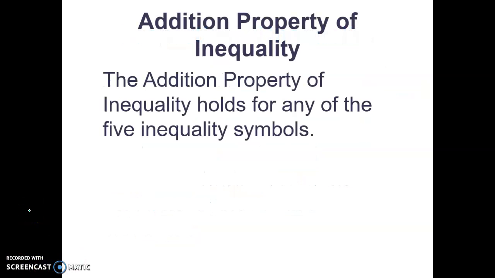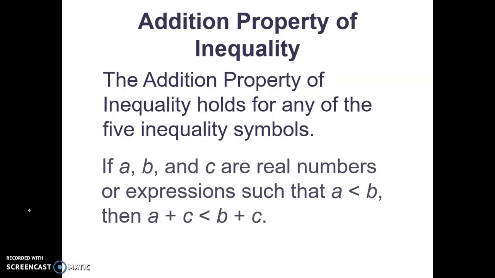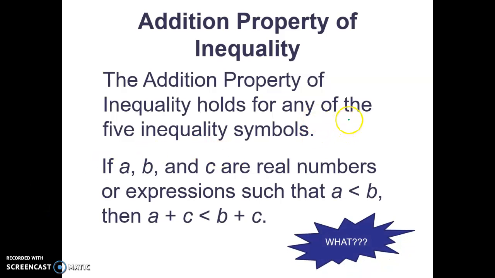The addition property of inequality holds for any of the 5 inequality symbols, that whatever we add to one side, we add to the other. And that's true for our 5 inequality symbols, which were less than, greater than, less than or equal to, greater than or equal to, or not equal to. So the addition property holds true for all of those inequality symbols. Stated this way, if A, B, and C are real numbers or expressions such that A is less than B, then A plus C is less than B plus C.